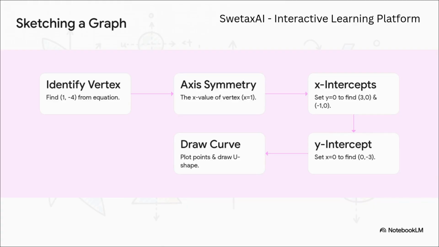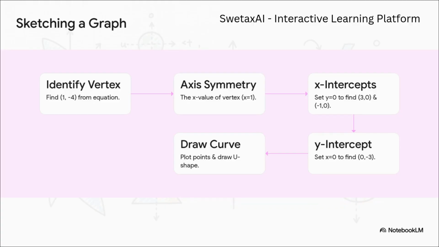Step 2 is basically a freebie. The axis of symmetry is just the x value of that vertex, so x = 1. For step 3, we need the roots, the x-intercepts. So we set y to 0 and solve the equation. If we move the 4 over and take the square root, we'll find it hits the x-axis at 3 and -1.